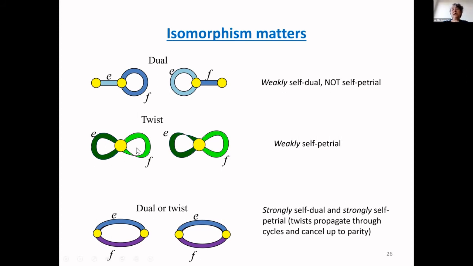This is weakly self-petrial. If you twist both of the edges, it twists E and untwists F, you have to send E to F and F to E. This graph here is strongly self-dual and strongly self-petrial. If you take the dual, you get exactly this, and you can send E to E and F to F.